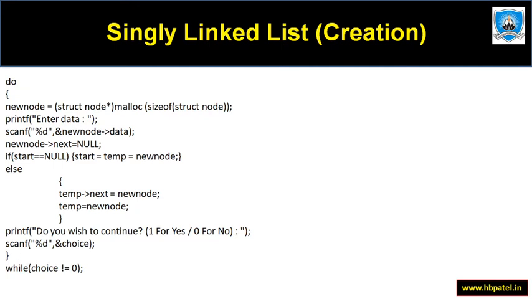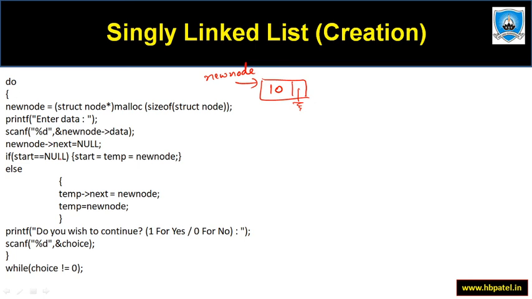Now let us see how we create a singly linked list. Every time, new node equal to struct node star malloc. Suppose the first time I am creating this one. New node is equal to this structure that I have created. Now enter data. Suppose I am entering 10. So this one is new node arrow data, and this one is new node arrow next. Now set new node arrow next equal to null.